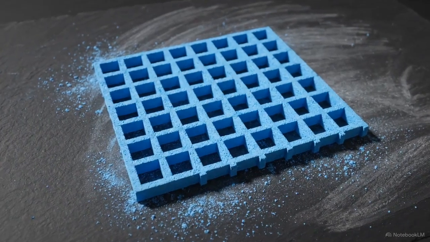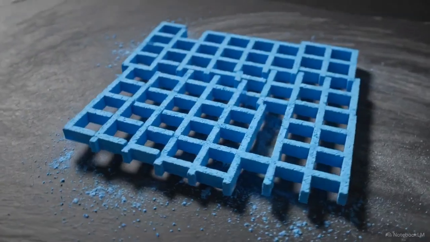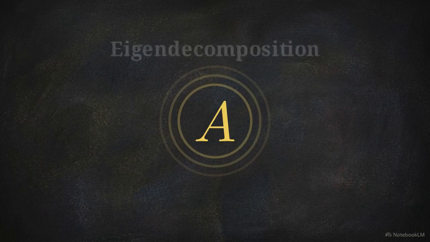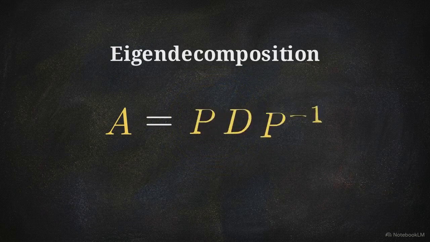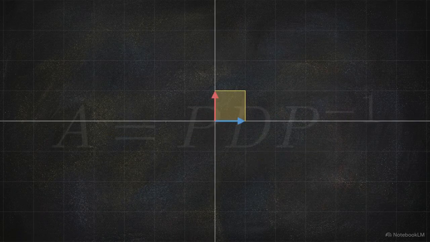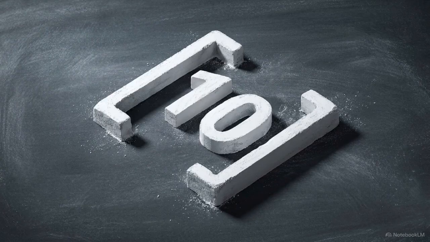Look at this space. Every linear transformation is a mathematical instruction that stretches and skews the grid of our coordinate system. To understand these transformations, we rely on eigendecomposition. By factoring a matrix into the form A equals PDP inverse, we decouple the distortion into simple, independent scalar stretches along invariant axes. We call these eigenvectors.